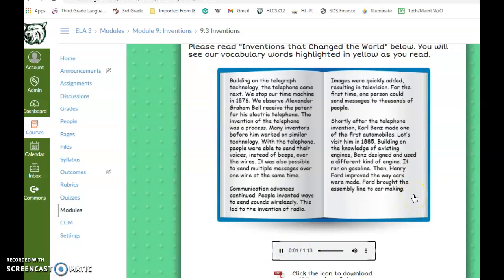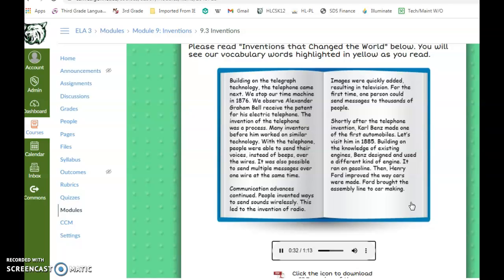Building on the telegraph technology, the telephone came next. We stop our time machine in 1876. We observe Alexander Graham Bell receive the patent for his electric telephone. The invention of the telephone was a process. Many inventors before him worked on similar technology. With the telephone, people were able to send their voice instead of beats over the wires. It was also possible to send multiple messages over one wire at the same time.